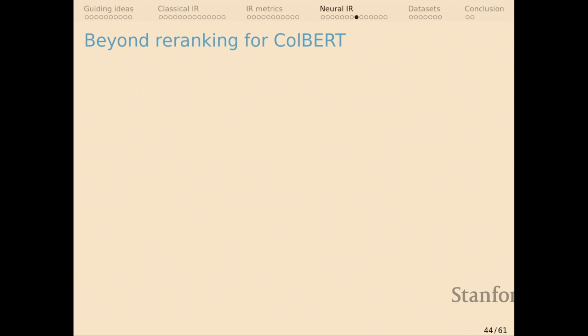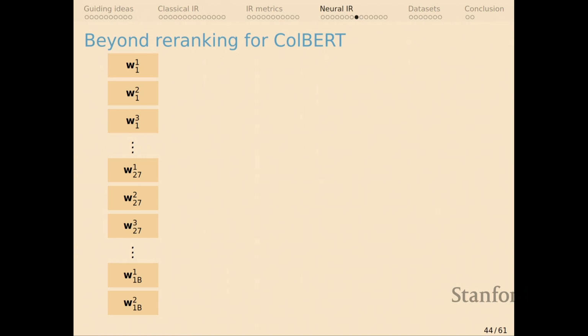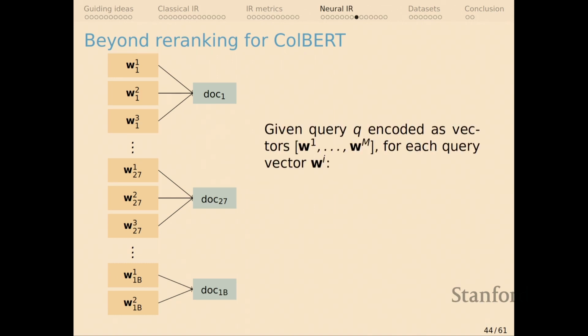If we wanted to use ColBERT end-to-end, here's how we could work. We, again, store all those token-level vectors. But now we're going to turn things around. We just need to keep track of those vectors and their associated documents.